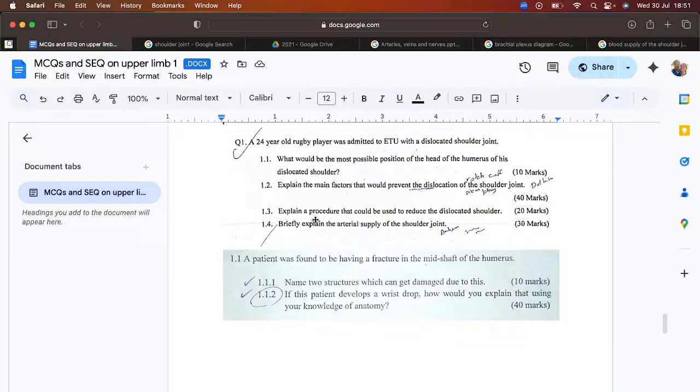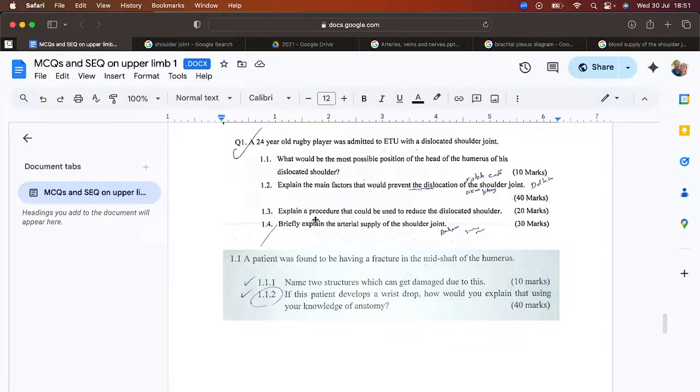That's the Koch's method. Otherwise, if you want to talk about the Hippocratic method, you're basically using your foot as a fulcrum in the axilla, and you're applying traction and adduction. So that basically will help to relocate the humerus back in place.